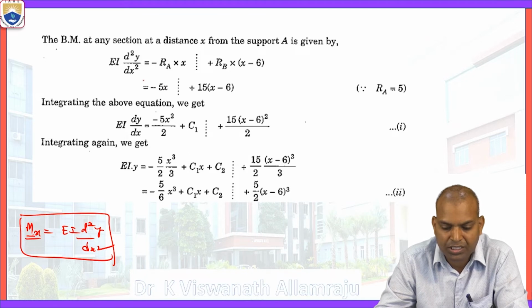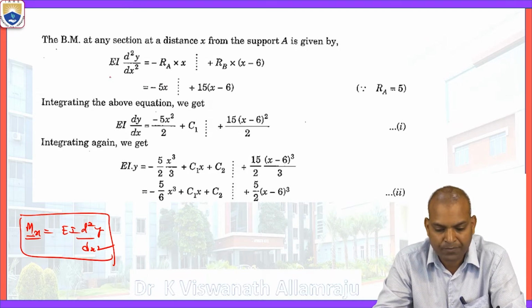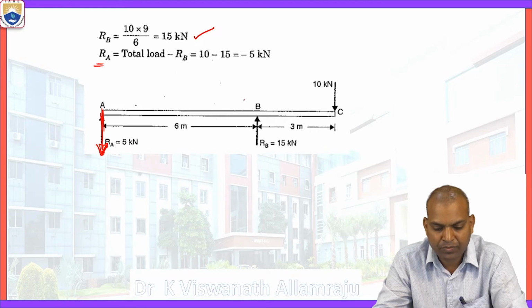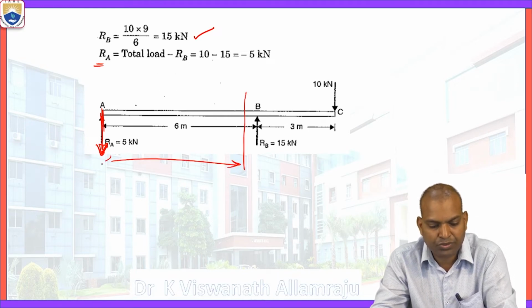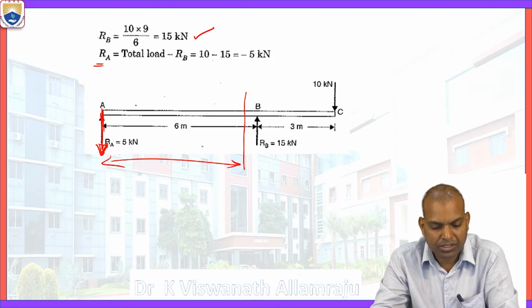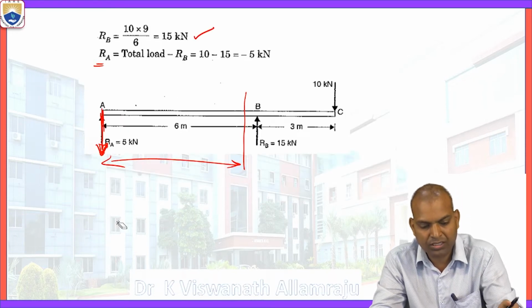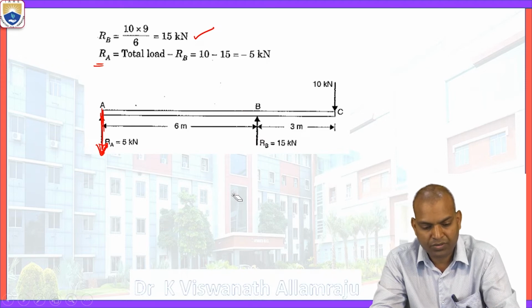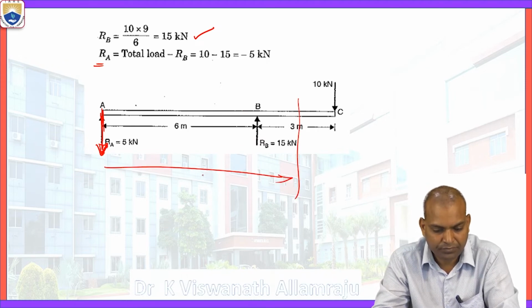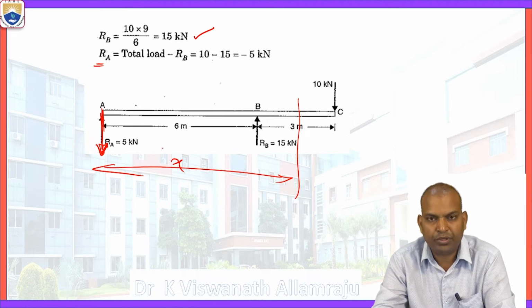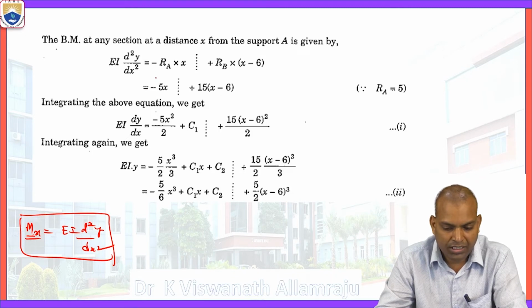We consider the distance x from support A in such a way that we have x minus 6 here at support, RA into x minus RA into x, and RA into x minus 6. Yes, we consider that RA is at 6 meters, at distance x, such that the portions A to B and B to C are also covered. Now RA is calculated as 5 kilonewtons, that is minus 5x plus 15 times x minus 6.